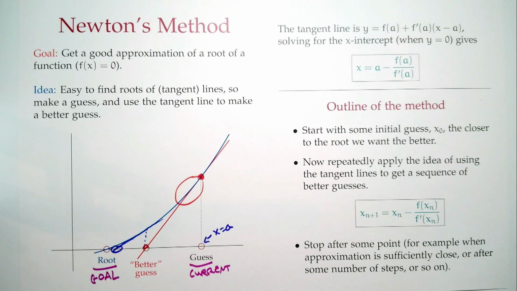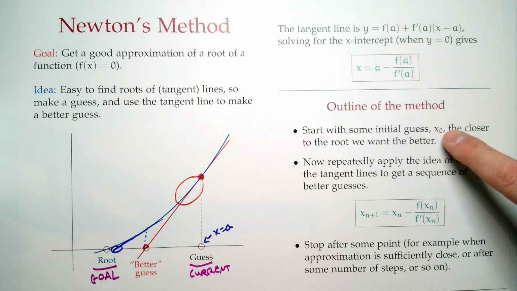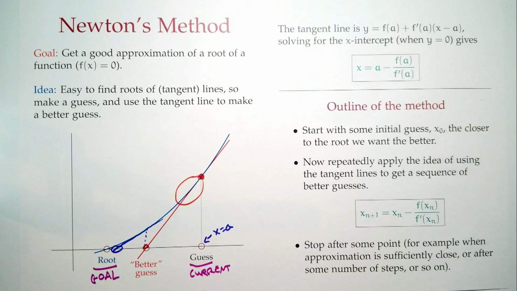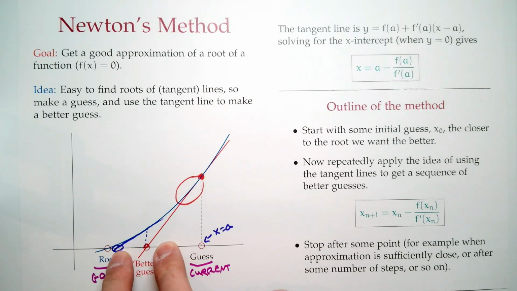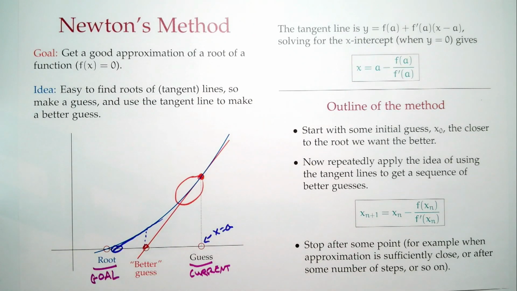What do we do? Well, we repeatedly apply this idea of using the tangent lines to get a sequence of better guesses. You'll notice that there's a subscript here. The subscripts indicate which guess you're at. We oftentimes like to start counting at 0 because computers seem to like that. So x sub 0 says, this is my first guess, my initial guess, my 0th guess. x1 would be what would happen if you did it once. So if this were x0, this would be x1. Then you run x1 through the process and you get x2. And then you'll keep running the process on and on and on.